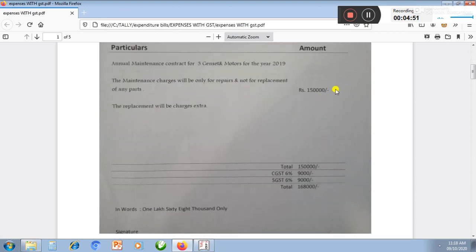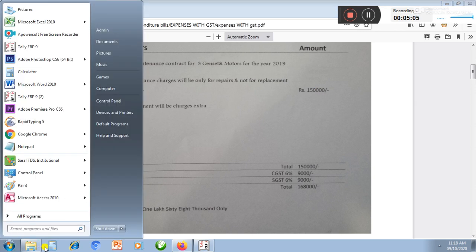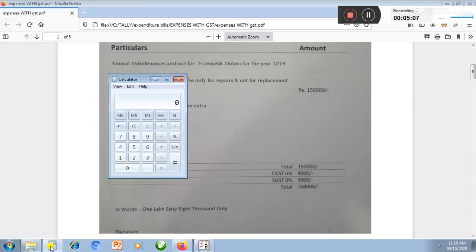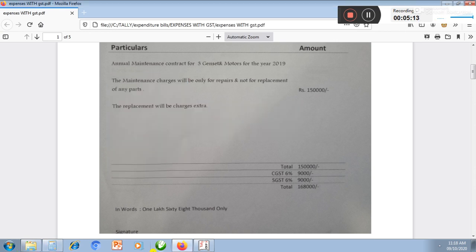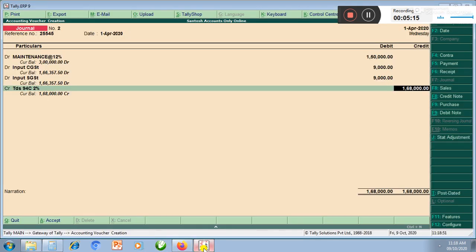TDS will be deducted only on 1,50,000. Don't deduct the TDS of 1,68,000 on 68,000. That is 2% of 1,50,000. You can calculate, you can use the calculator. It is 3,000, correct? So I'll use the calculator here: 1,50,000 into 2 divided by 100. So it's 3,000. So I'll put here TDS deducted 3,000.